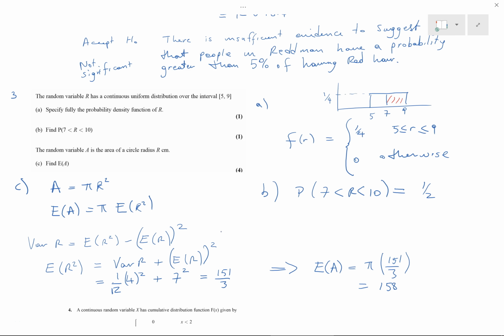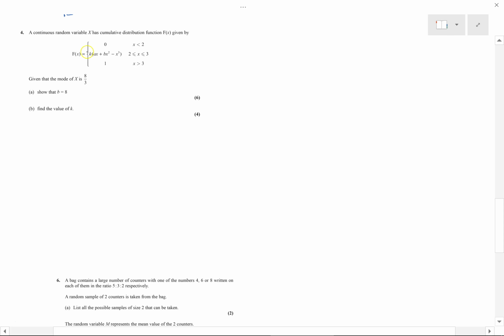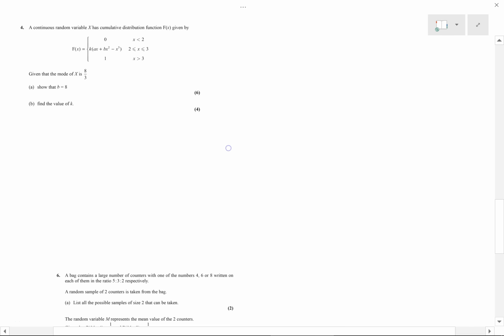Okay, let's look at the next question. So in this question, it's a PDF-CDF question. We're given the CDF with a various number of unknowns, and we're given a bit of information about it. We're given the fact that the mode is 8 over 3. Well, we can work out the PDF by differentiating this. I'm not going to fully specify it. All I want is the rule bit for it in the middle.